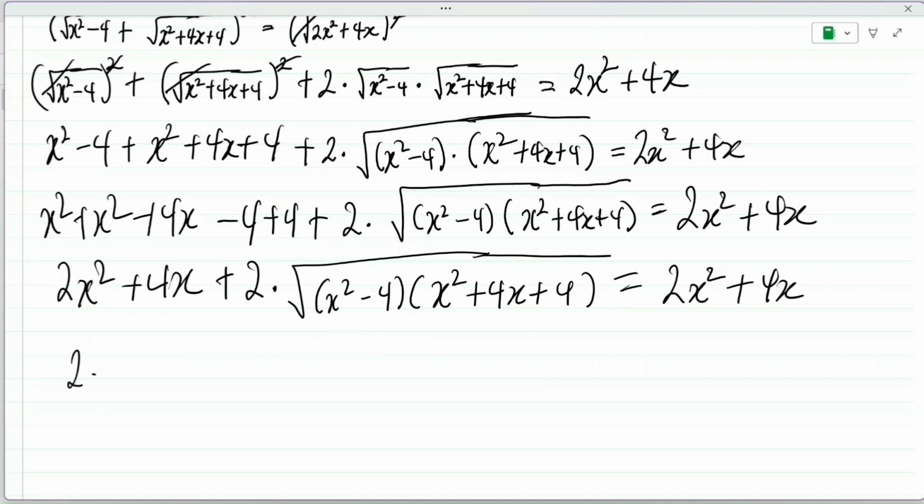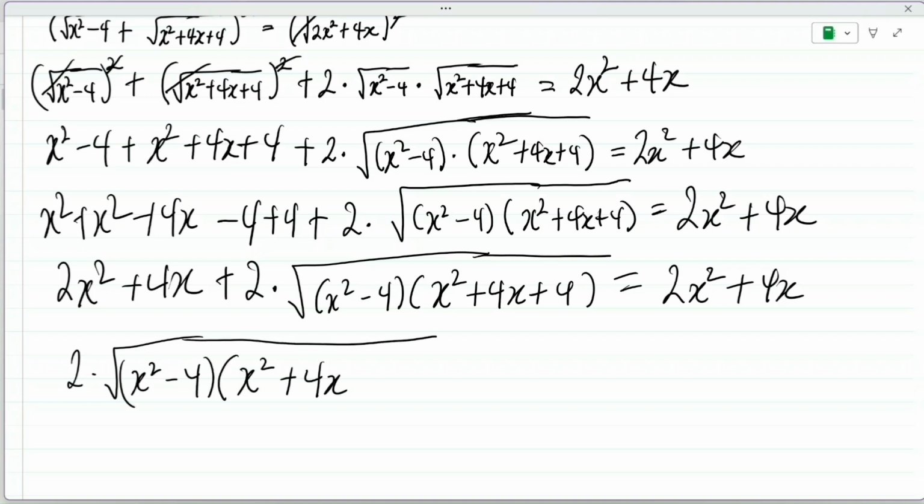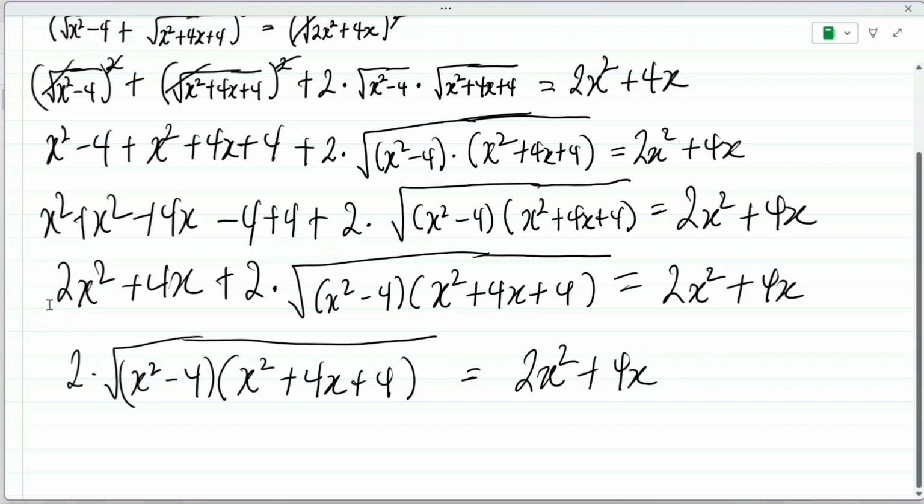We have 2 times square root of x squared minus 4 in one bracket, x squared plus 4x plus 4 close bracket in the second bracket, equals 2x squared plus 4x. Now you know this is plus 2x squared. You're taking it over the equals to sign, it turns to minus 2x squared. Minus 2x squared. Then this plus 4x becomes minus 4x when it crosses the equals to sign to the other side.